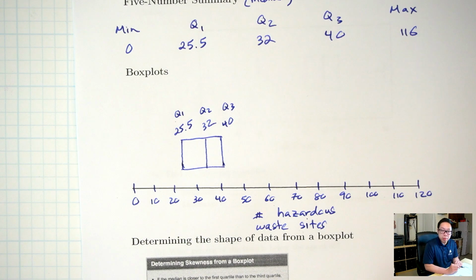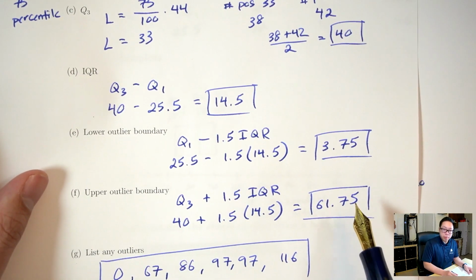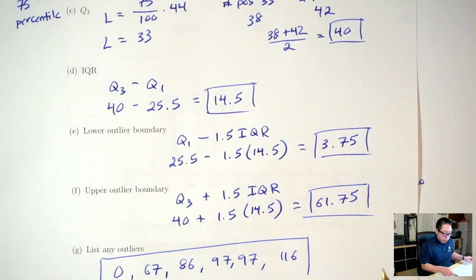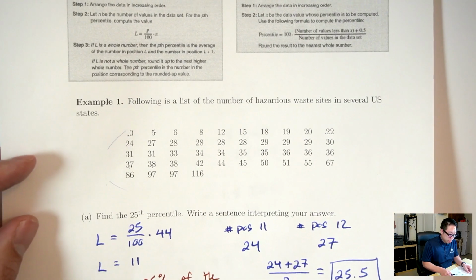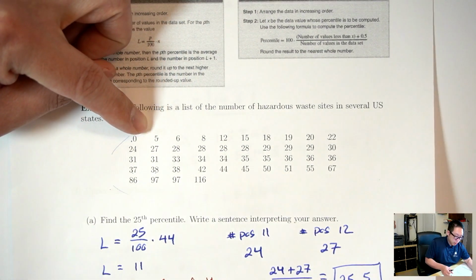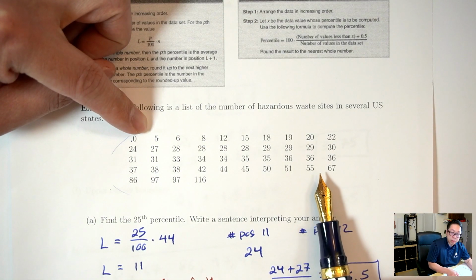out of the box. Now the whiskers come from looking at the lower outlier boundary and the upper outlier boundary, right? The 3.75 and the 61.75. So 3.75 is between the 0 and the 5. Okay, 61.75 is between the 55 and 67.